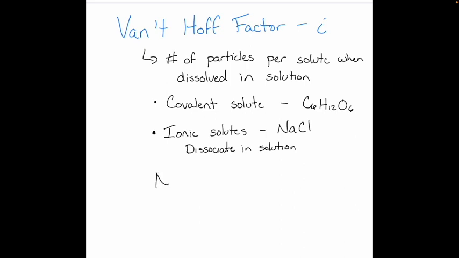Meaning that if we take sodium chloride and dissolve it in water, the sodium and the chlorides are not still stuck together. They will break up and be independently floating around, right? So with sodium chloride dissolved in water, you actually get a sodium ion floating around all by itself and a chloride ion floating around all by itself.